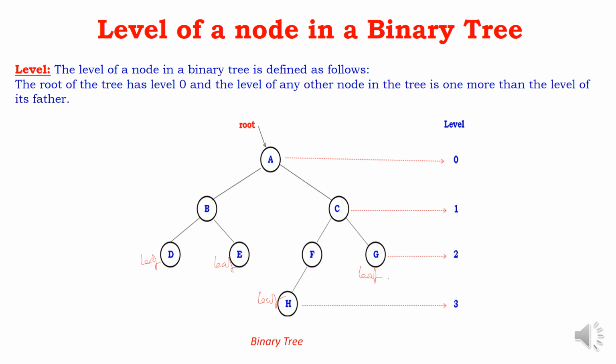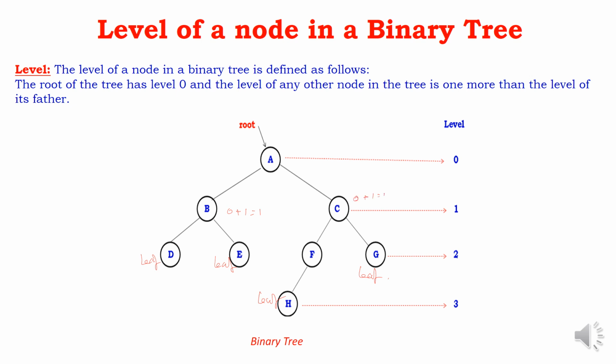Then level. Level of the root node is 0. See, level of A is 0. Level of any other node is 1 more than its parent node. So if I want to get the level of B, I should know the level of its parent. Parent is A, and A's level is 0. So level of B is 0 plus 1, which is 1. What about C? The level of C is 1 more than its parent's level. Parent is A, level 0, so 0 plus 1 is 1.